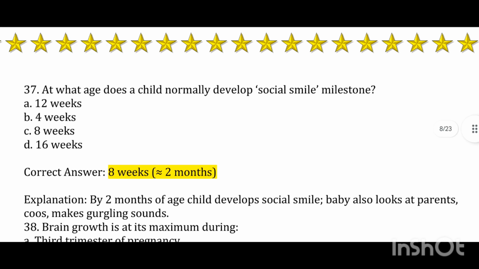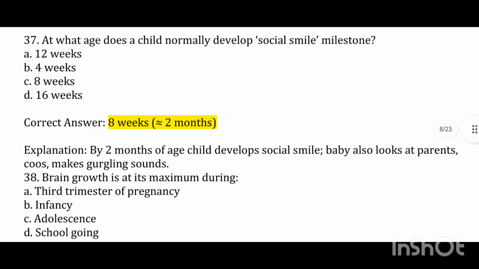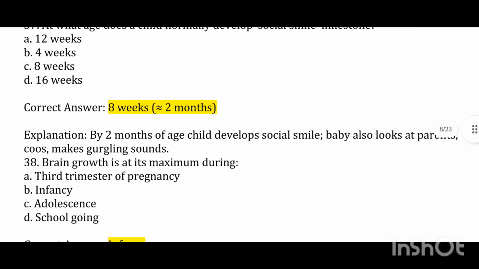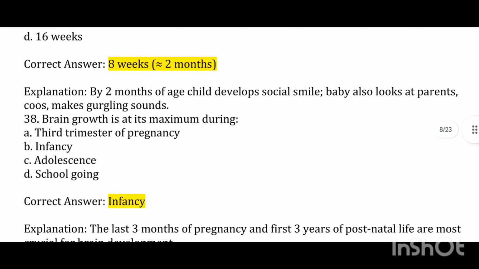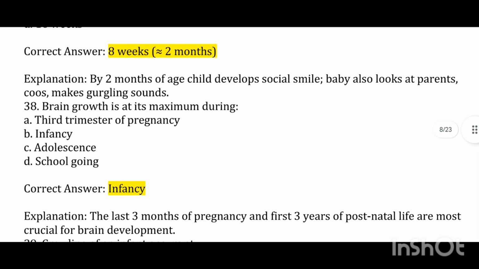Then question number 38. Brain growth is at its maximum during the third trimester of pregnancy, infancy time period, adolescence period and school going period. As you know, the correct answer is infancy. When the baby is in the infancy period, that time the brain growth is maximum. Before going to 39, let us read some explanation for this question. The last 3 months of pregnancy and first 3 years of postnatal life are the most crucial for brain development of a child.